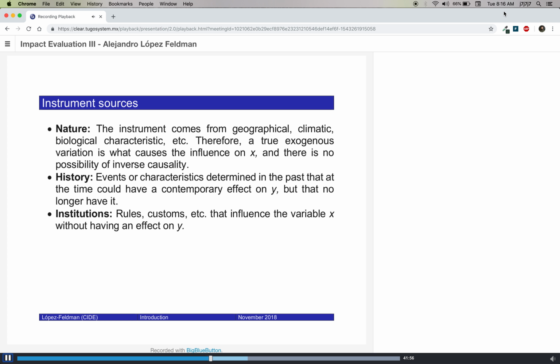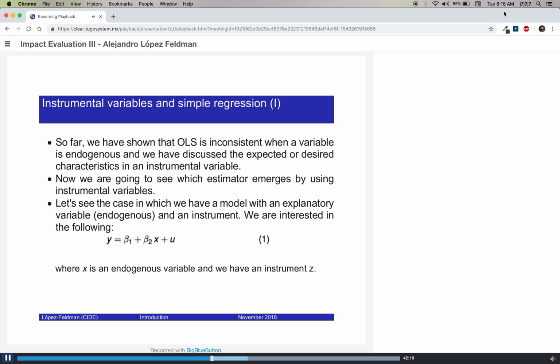So I really hope that this is really clear. So the design of the program or policy can have possible instrumental variables that we can use. So we are going to explain why it is useful, or how we use an instrumental variable.